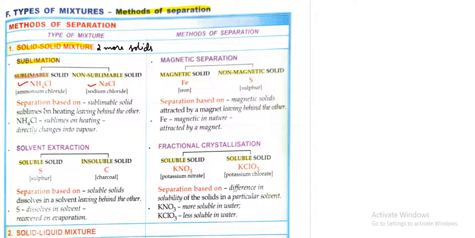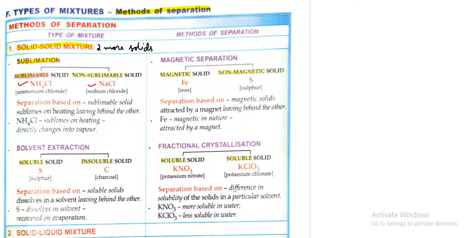You have to remember that sublimation can be used if one sublimable and one non-sublimable substance are mixed with each other. Now what is a sublimable substance? Sublimable substances are those which, when heated from the solid state, go directly to the gaseous state without going through the liquid state.